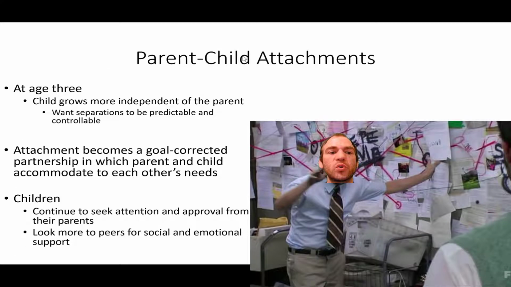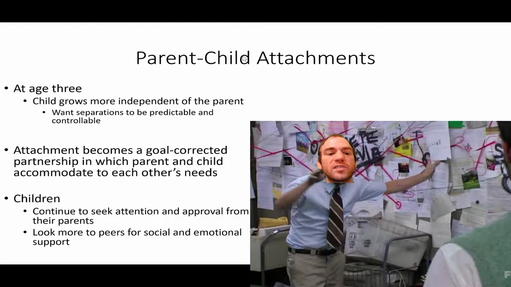Jumping ahead to parent-child attachments in childhood. At age 3, children grow more independent of the parent and want separations to be predictable and controllable, and obviously this is culturally based. This is more associated with individualistic cultures. Attachment becomes a goal-corrected partnership in which parents and child accommodate to each other's needs. Children continue to seek attention and approval from their parents, and they look more to peers for social and emotional support.